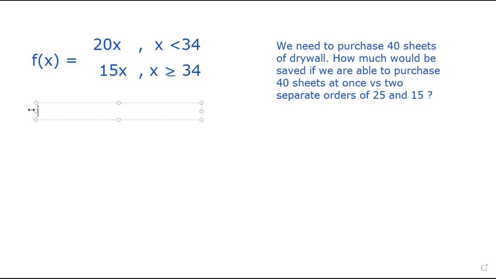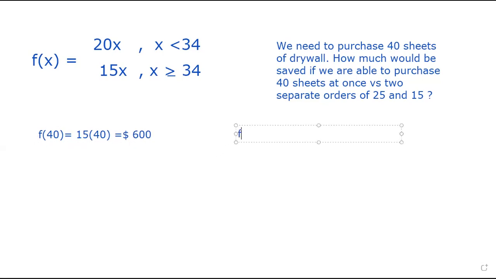If we can purchase 40 sheets at once, for the piecewise function, we're purchasing more than 34, we're purchasing 40. So we're going to get our price for what? $15 a sheet. So let's go right here. f of 40 is equal to 15 times 40, which would be 600. So we would be spending $600.